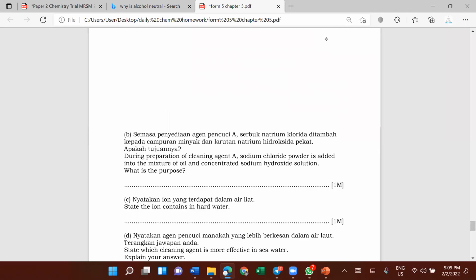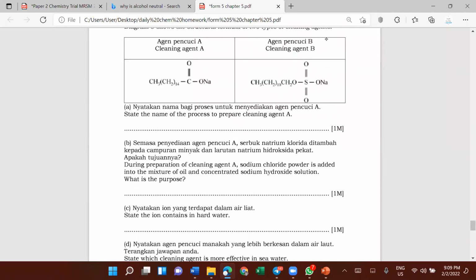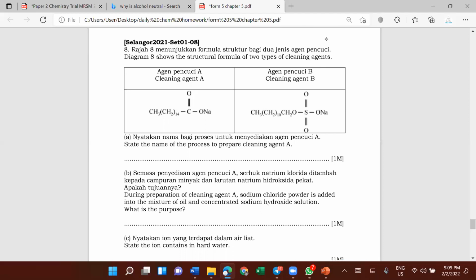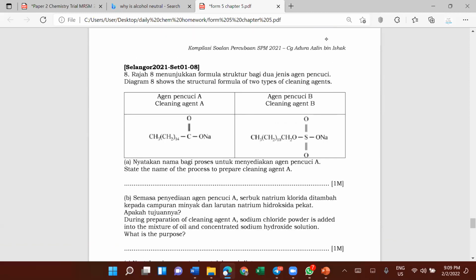Page 79. Yeah, here. Okay, this one we do orally first. So this one came out from Selangor. Not your set. Your set is the previous one. What's the name of this process to produce A? Saponification. Yeah, saponification. Correct. Okay. Why do I need to add sodium chloride powder? I told you just now. Why do I add sodium chloride powder? To precipitate the soap. Exactly. Correct. To precipitate the soap.